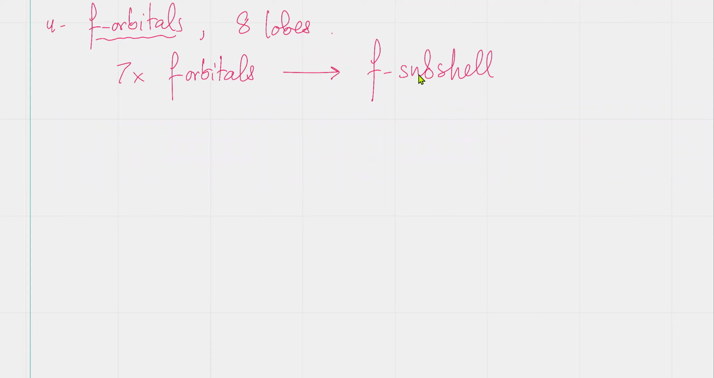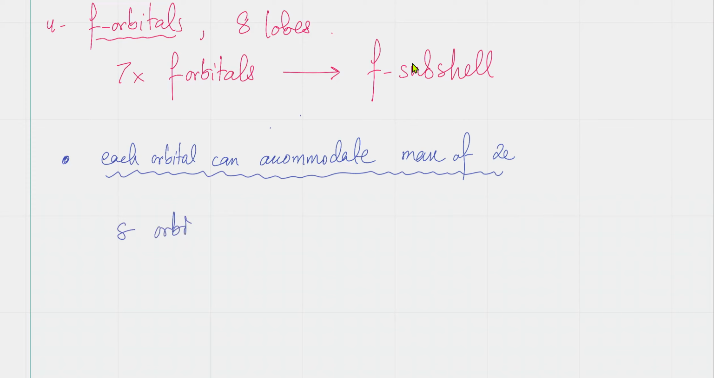So let's talk about an s orbital, or simultaneously we can talk about a p orbital as well. So an s orbital, it is spherical.